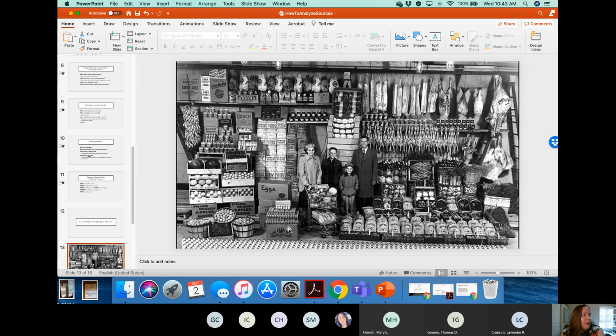Lavender, did I see your hand up? I was actually just gonna say what Mary was saying. Just how different packaged food is now, and how a lot of what they have is the raw ingredients, and now it's mostly already assembled meals. Right, right. So we could maybe make generalizations. We could look at this picture and say this shows us how different people ate in the 1950s, right?